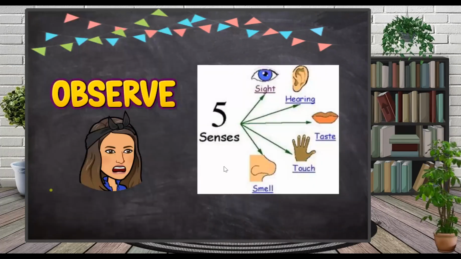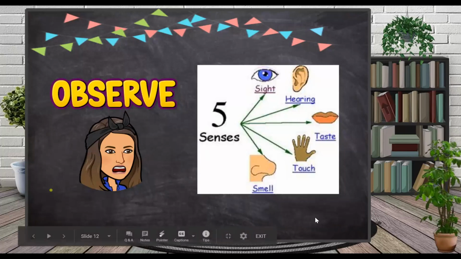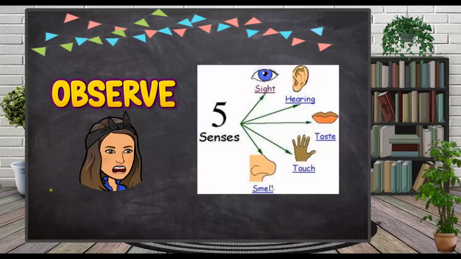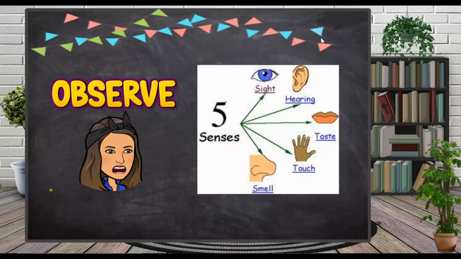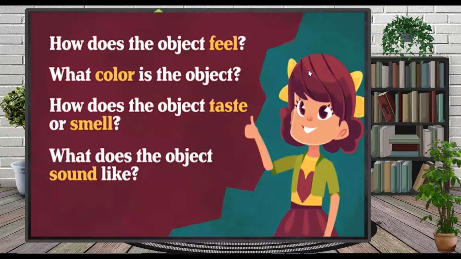Please mute your microphone. So first, our friend, our scientist, he observed. He used his five senses to observe. He used his sight, his hearing, taste, touch, and smell to know about something. So first, I want you to know, when you are observing about something, you need to ask yourself these questions to make your observation easy. How does the object feel? What color is the object? And how does the object taste or smell? What does the object sound like?